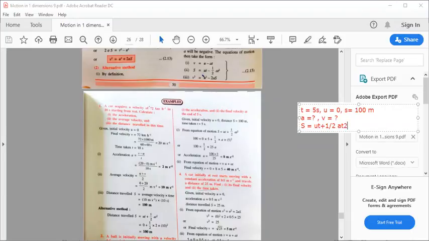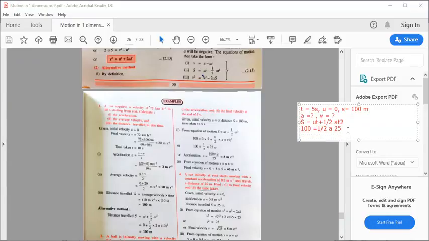Half at square. तो s I know already, that is 100. ut का क्या हो जाएगा, 0. हाफ में से हाफ रहेगा, a will be remaining the same way, t square is 25. So half, so this will become 0, तो ये 0 चला जाएगा. So half 25 है ना, तो 2 को इस तरफ लेके जाओ, so it will become 200. 200 is equal to 25a. So a क्या होगा, 8 meter per second square.